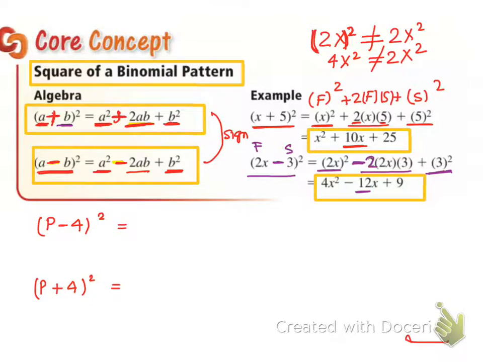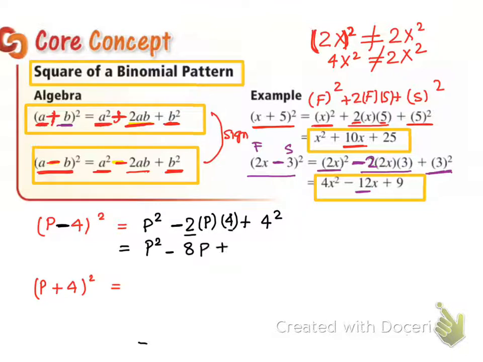All right, so I have two more examples. You can stop the video and write on your own if you can, or I'm just going to do it. So first term square, all right, second term square is what, 4 square, because there is a minus sign, there is going to be minus here, 2 times the first one, p, and the second one, 4, and then simplify it. P square minus 2 times 4 is 8p plus 16.